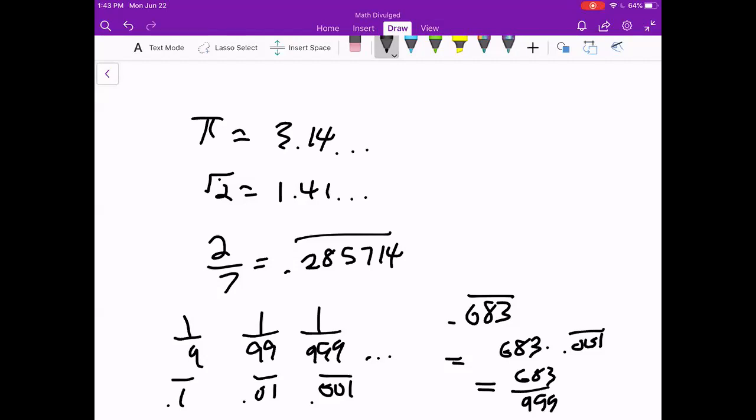So that's why these three fractions are important: 1 over 999, 1 over 99, 1 over 9. And not just these three, sorry, but every one which is made up entirely of nines. So let's try a problem.